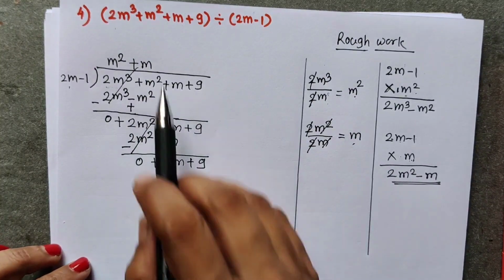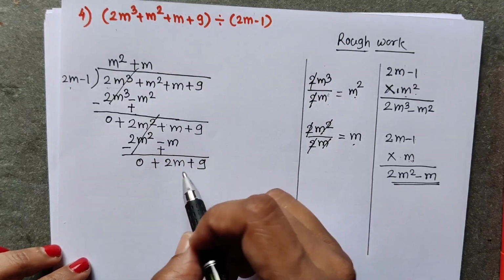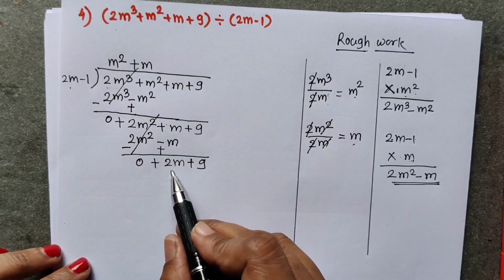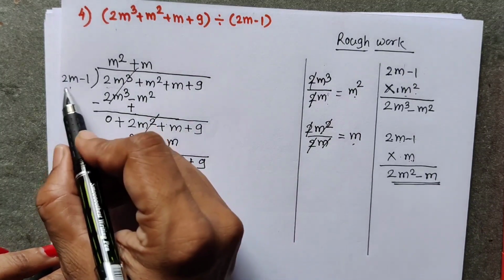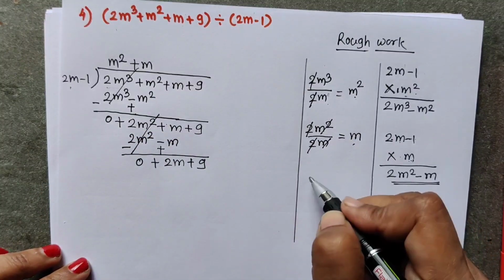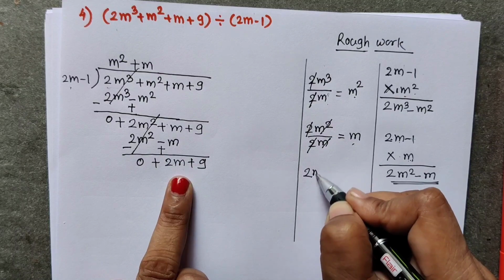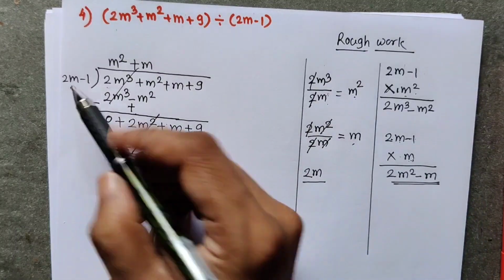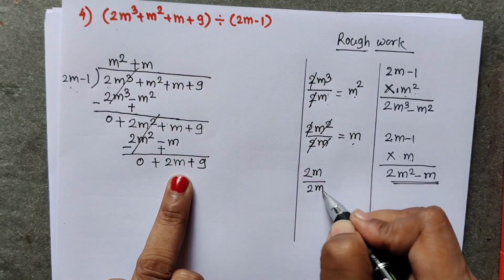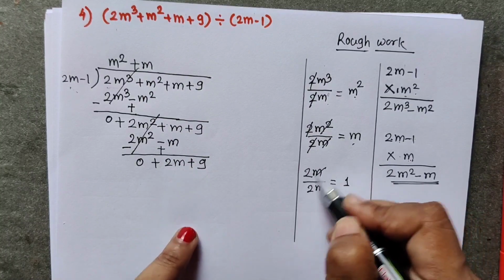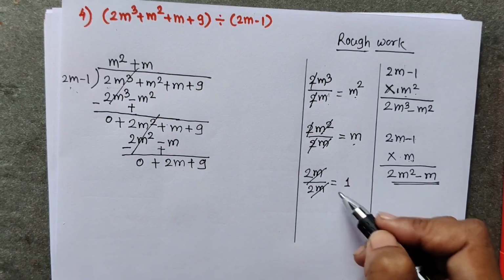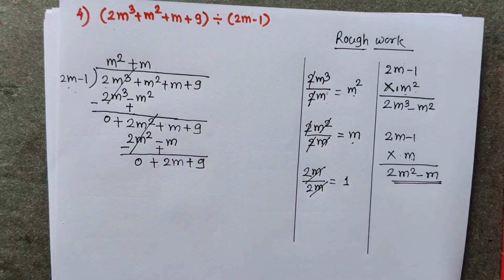Now again what we have to write in the quotient, that we have to find out by dividing the first term here by the first term of divisor. So first term we are getting in the second step is 2m, and first term of our divisor is also 2m. 2m divided by 2m we will get 1. Correct? Both are getting cancelled. So 2m divided by 2m we will get 1.